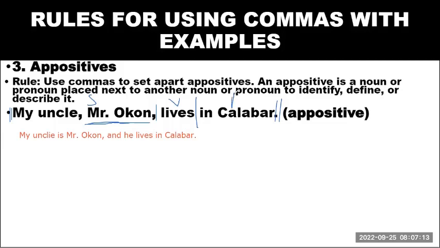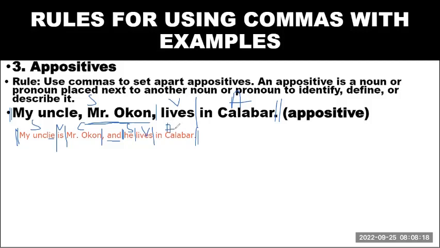In Calabar is the adjunct of place, okay? Now, if we analyze this second sentence, my uncle, please take note, this is a typo here. My uncle becomes the subject. The verb is, okay, my uncle is Mr. Okon. And so this is a complement, you see? And what happens here is that we have a separate clause. We have used a coordinating conjunction to bring in another clause, and then we start another analysis here. Here we have the subject again, the verb, and then here we have the adjunct.